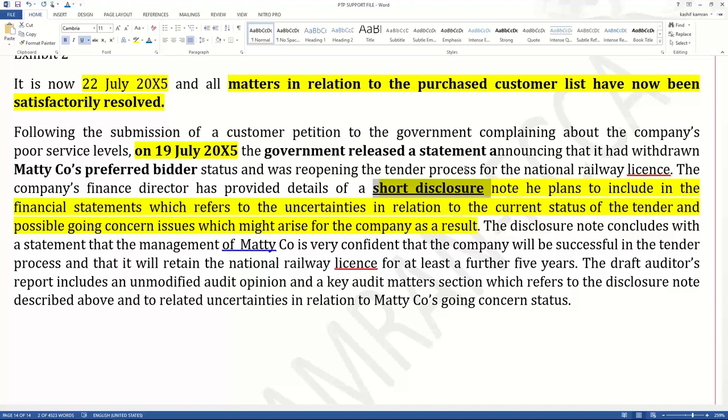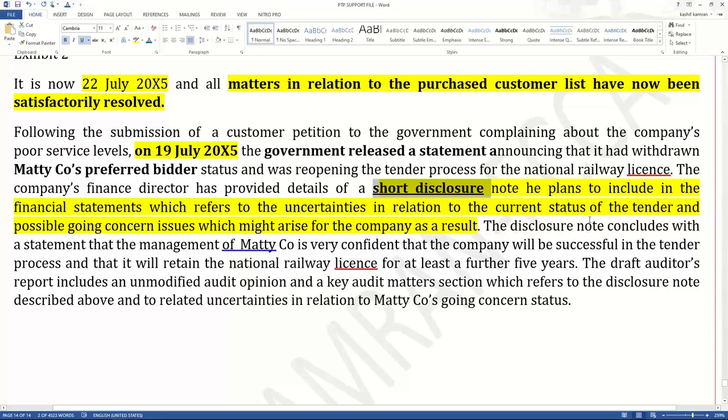Does it mean that in a short disclosure, something will be omitted? You will not be telling everything to the shareholder. So are we giving a disclosure? Are we not giving a disclosure? Tell me. We are giving a disclosure, right? But is it a short disclosure or is it an adequate disclosure? So will the auditor like the short disclosure? Will the auditor agree with a short disclosure? No. So the finance director has agreed to give a short disclosure of the material uncertainties, full stop.